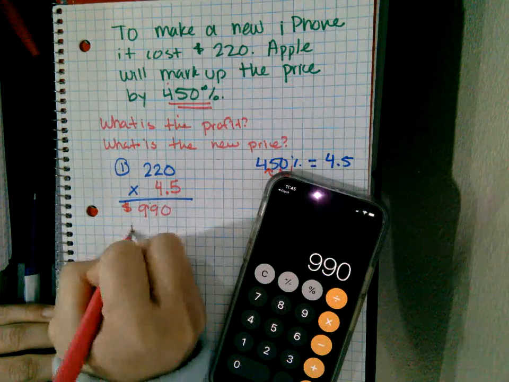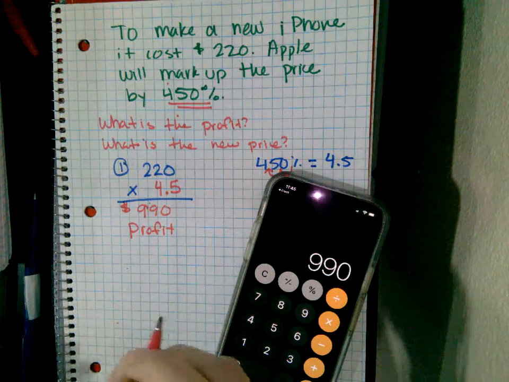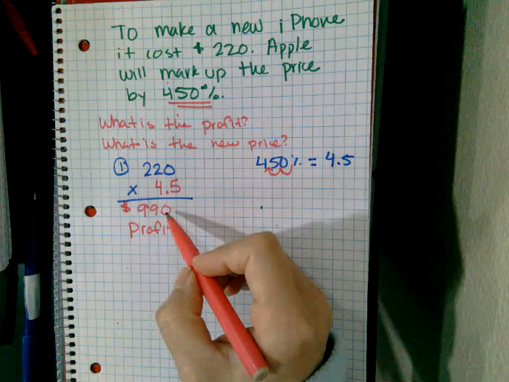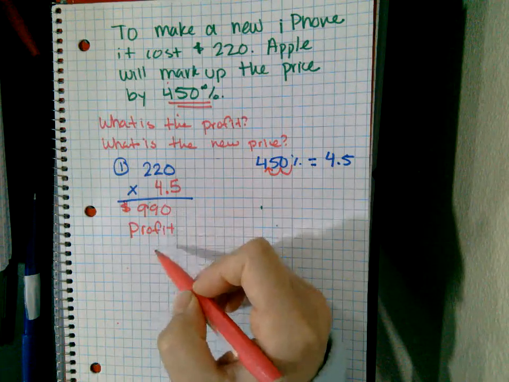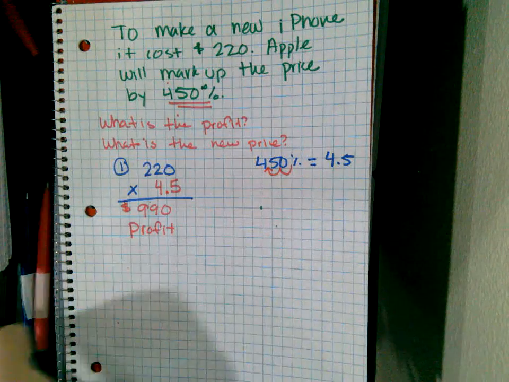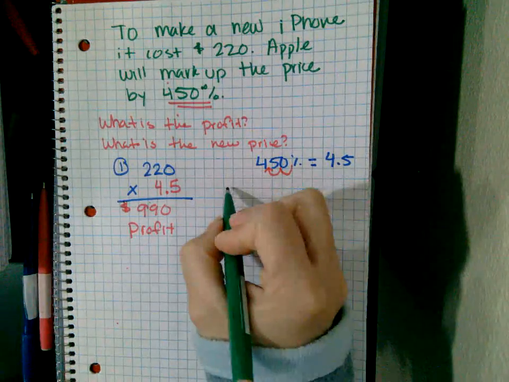This is called the profit. So Apple is making $990 just in profit of the iPhone. Again, I'm just kind of guessing, not really sure. They don't really release that data. They don't want us to really know.